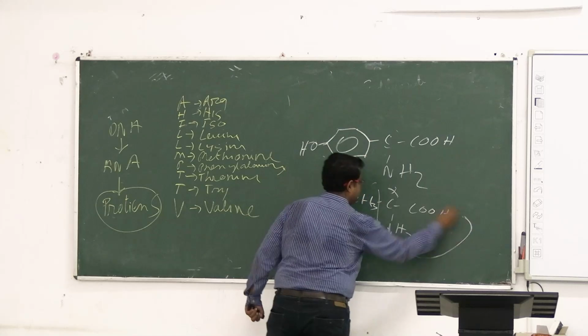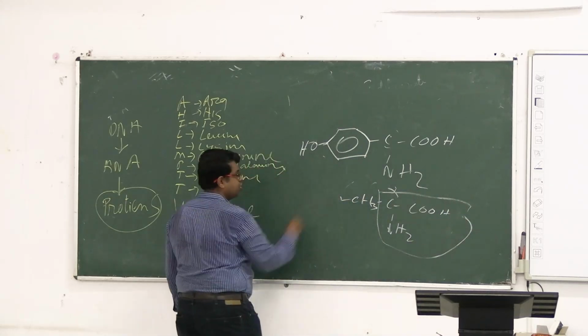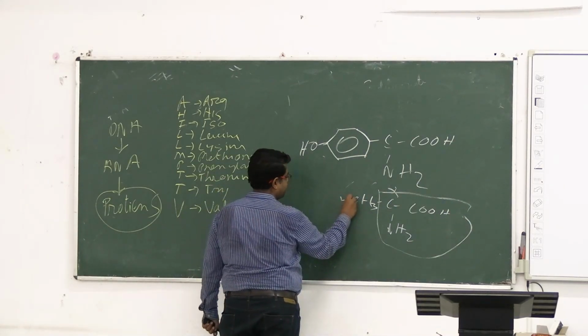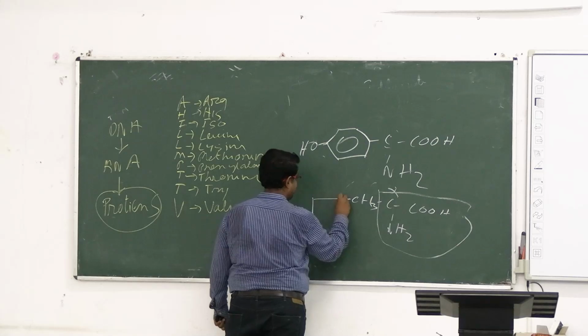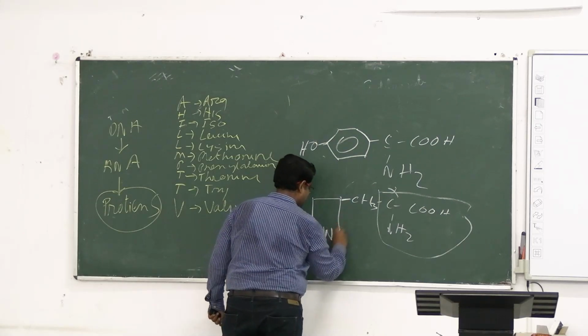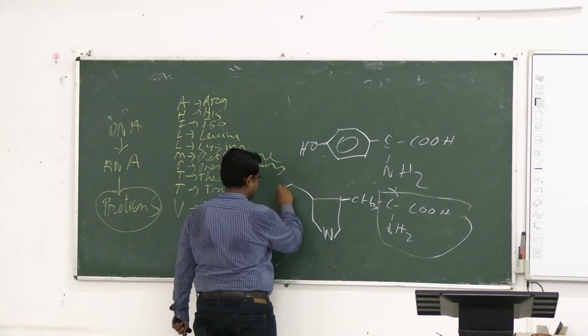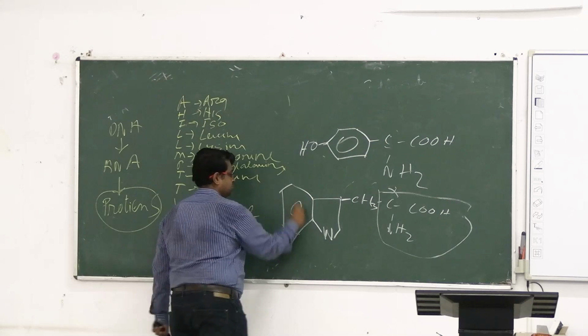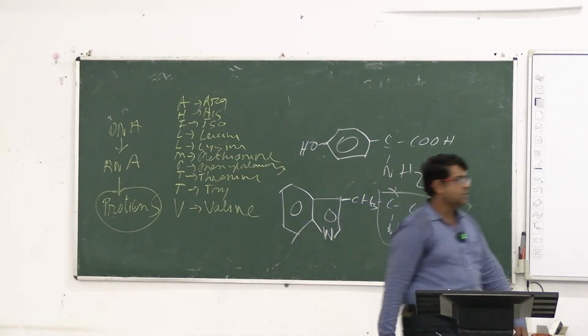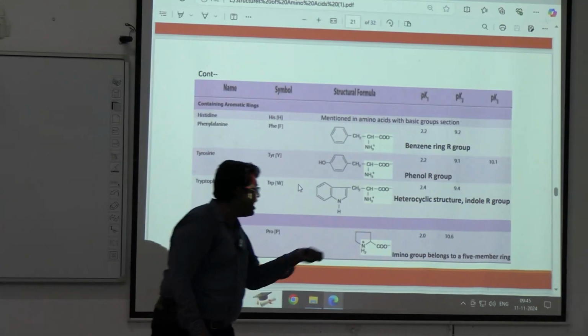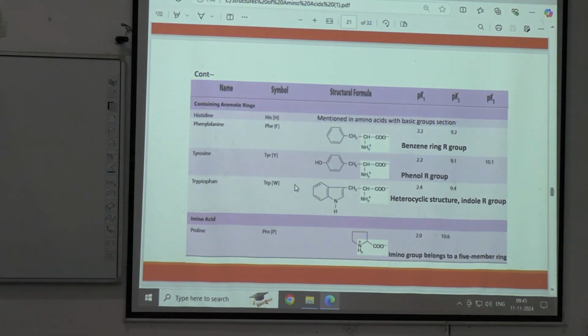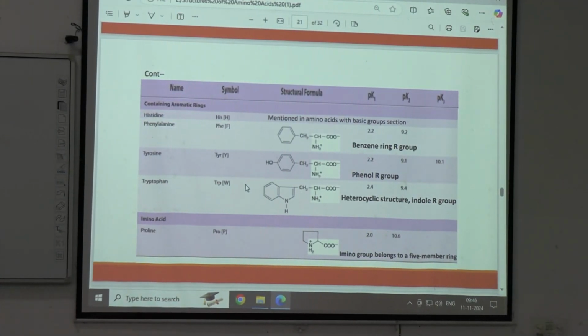COOH, NH2, this is your base group. You put a methyl. After putting a methyl, you put a pentagon with a nitrogen that is below, and then you complete the cycle. And this is how it becomes tryptophan. It has got two heterocyclic structures, and this is called indole group.